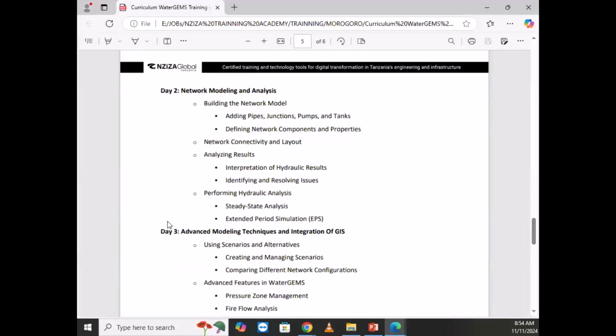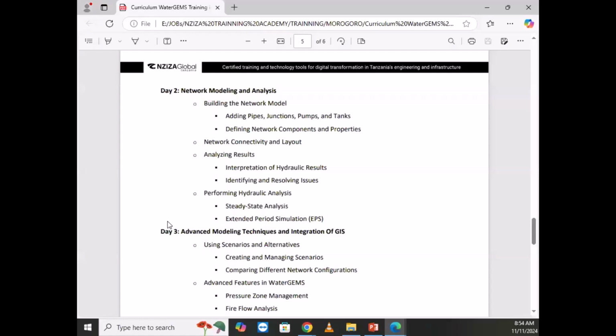Later tomorrow, we will start network modeling and analysis. We build a network in WaterCAD. What I can now introduce to you is that with WaterCAD, you will have a real world scenario in your machine. It means your site, your network that you want to construct, you have to have it in your machine.